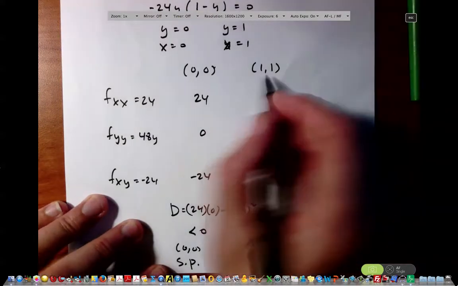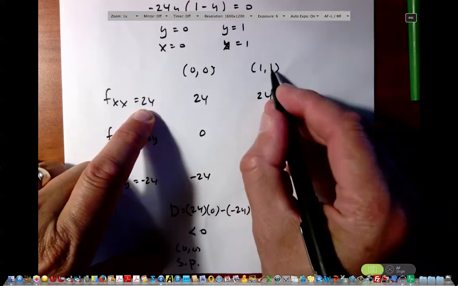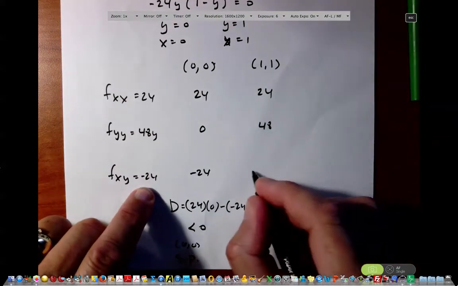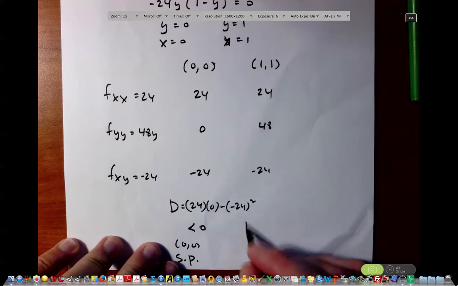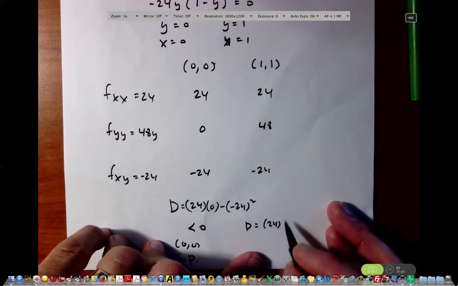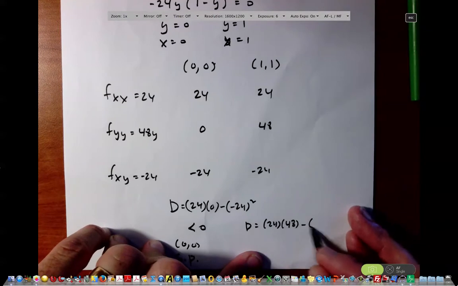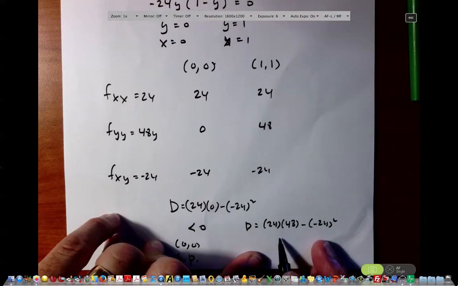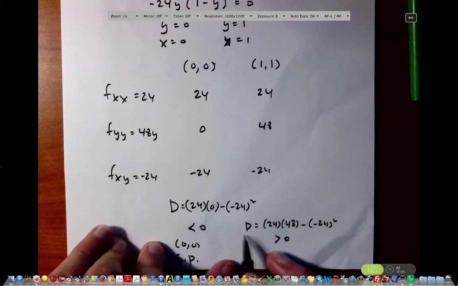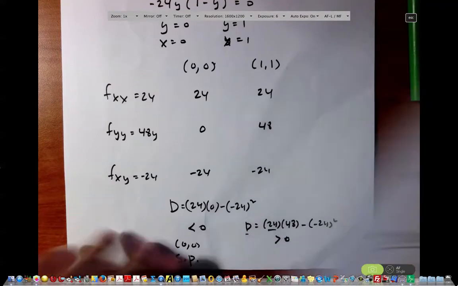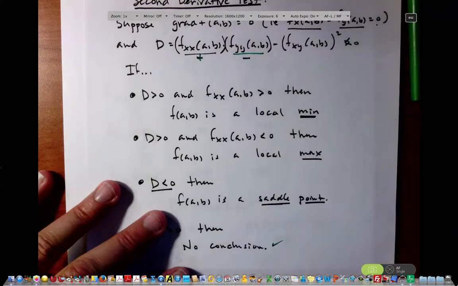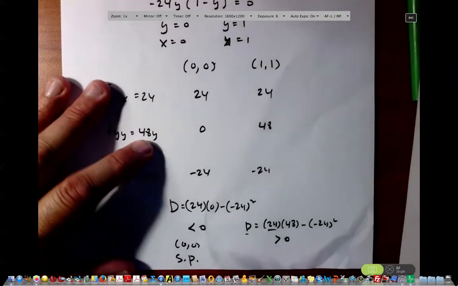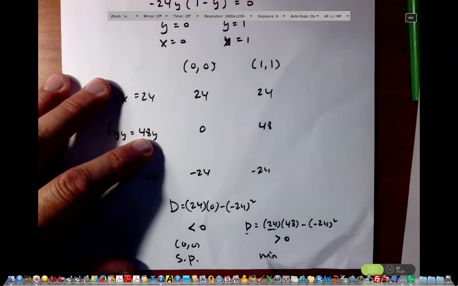All right, then if we look at 1, 1, fxx is still going to be 24. At 1, 1, fyy is going to be 48, and fxy is going to be negative 24. In this case, the discriminant is going to be 24 times 48 minus negative 24 squared. Okay, 24 times 48 is bigger than 24 squared, so I know that this is going to be positive. So the discriminant's positive and fxx is positive. That again corresponds to a local minimum. Okay, so this one, we've got a saddle point at the origin, and we've got a min at the point 1, 1.